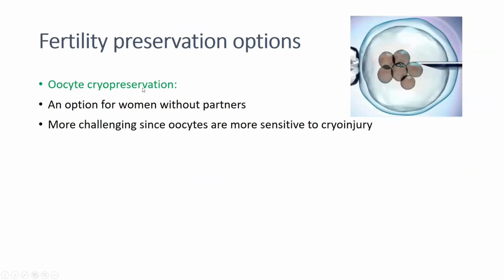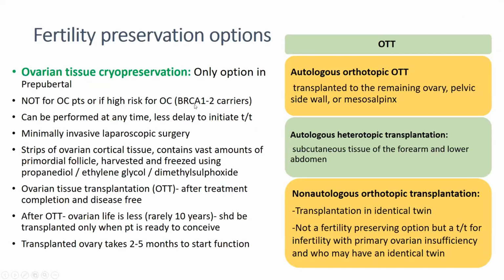Then oocyte cryopreservation is not an established method because the oocyte contains water and is more sensitive to cryoinjury. Then ovarian tissue cryopreservation, which is the only option available in the pre-pubertal age group, but it is not an established method, and it is available only at a few places. But again, this is not an option for ovarian cancer patients or those patients who are at high risk of ovarian cancer, like BRCA1 and 2 carriers.